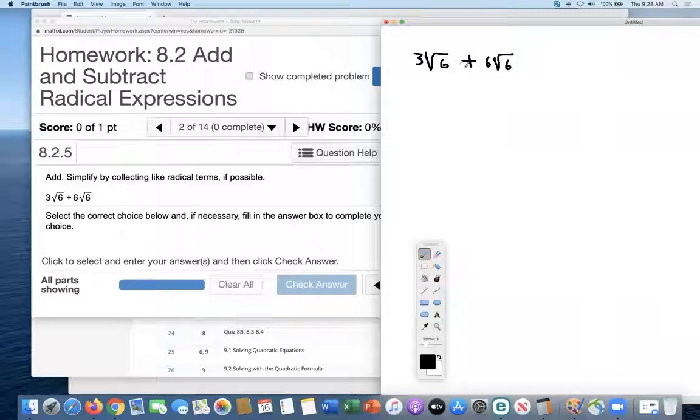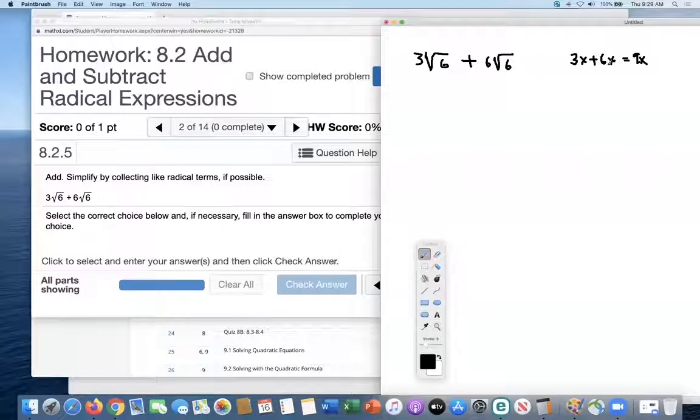The way you do this is the same way you would do this problem. Forget the square root of 6. Make it a variable x. If I gave you 3x plus 6x, what would you do? How do you add 3x plus 6x? What's the answer to that? 9x. Like terms, right? 3x's plus 6x's are 9x's.